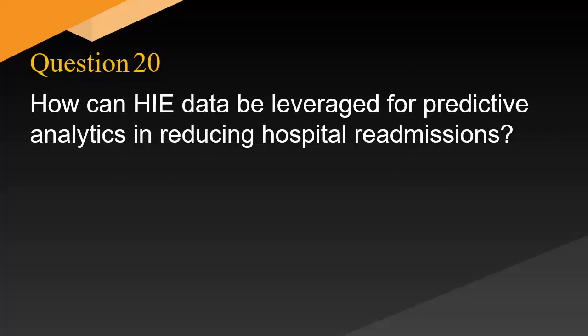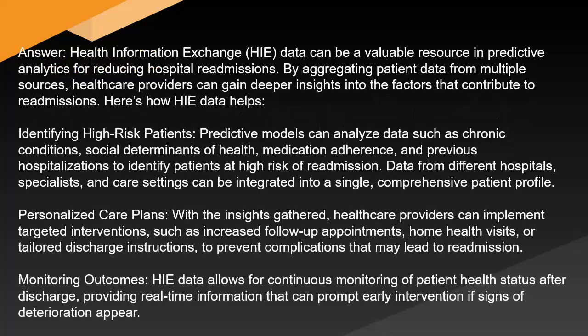How can HIE data be leveraged for predictive analytics in reducing hospital readmissions? Answer: Health information exchange (HIE) data can be a valuable resource in predictive analytics for reducing hospital readmissions. By aggregating patient data from multiple sources, healthcare providers can gain deeper insights into the factors that contribute to readmissions. Here's how HIE data helps: identifying high-risk patients. Predictive models can analyze data such as chronic conditions, social determinants of health, medication adherence, and previous hospitalizations to identify patients at high risk of readmission.